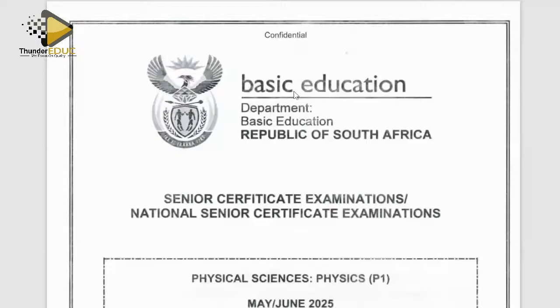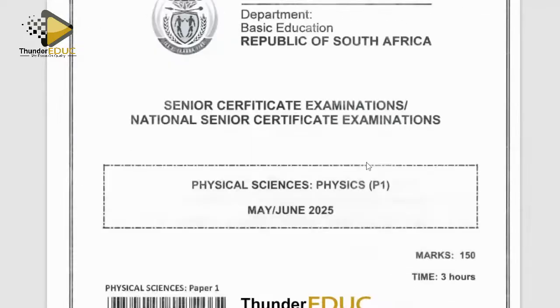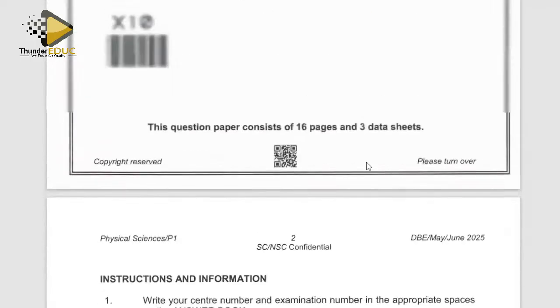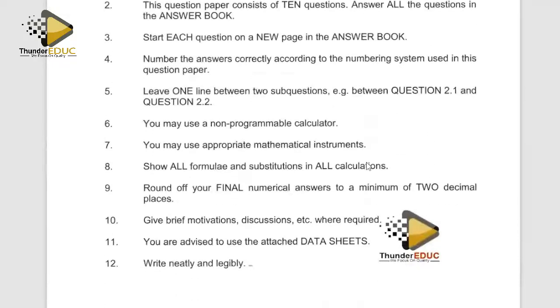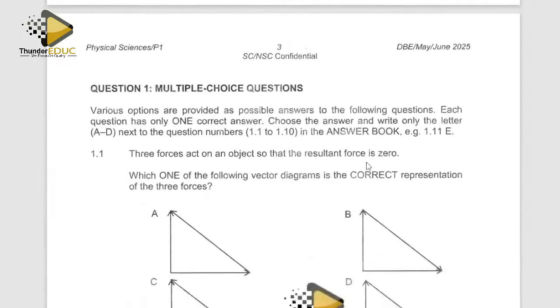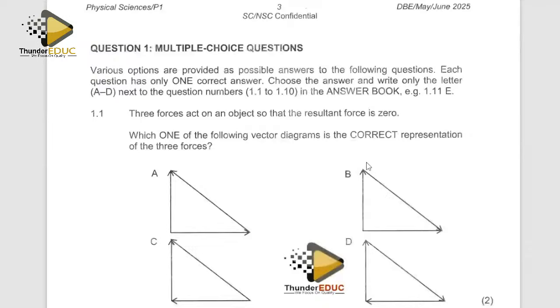Hello, welcome to yet another episode where we shall be looking at the proposed memorandum for the Physical Sciences Paper 1, Grade 12, May/June 2025. In this paper, we have 10 questions that we shall be exploring. With question number 1, which is the multiple choice, they're telling us that we have 4 options and we must choose the most correct option. Now we have 3 forces acting on an object as shown, so that the resultant force is 0. Which of the following vector diagrams is the correct representation?